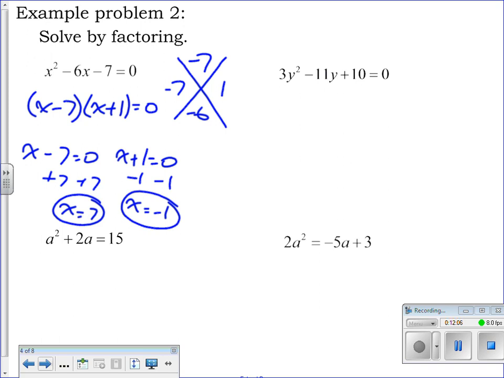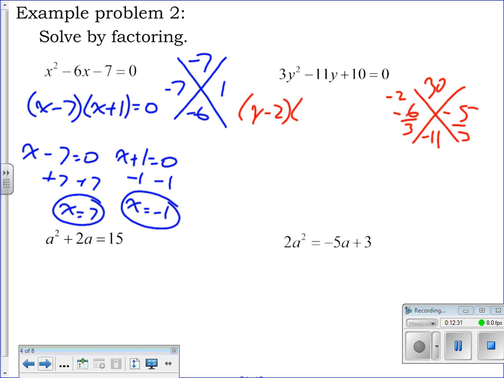Do the next one. Is it equal to 0? Yes. So you factor it. 30 and -11. Positive 30, -11, -5 and 6. Divide them both by 3, and I get -2 for this one. So I have y minus 2 and 3y minus 5 is equal to 0.